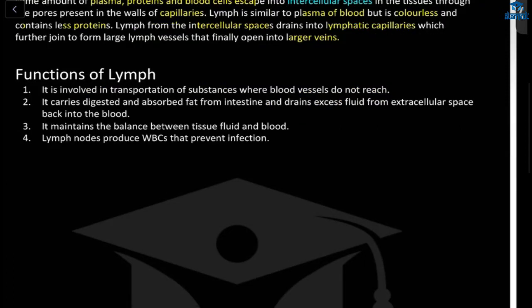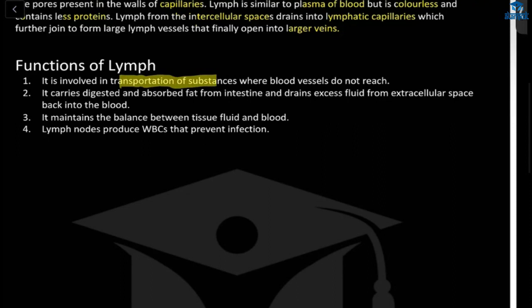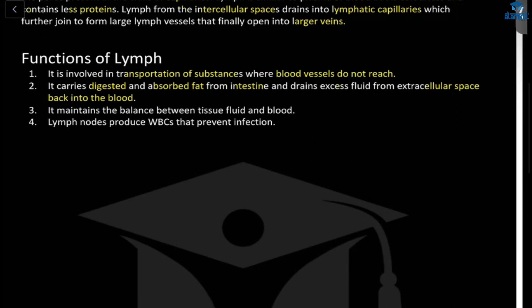So what is the function of lymph? It involves transportation of substances where blood vessels do not reach. Wherever the blood vessel is not reaching, that time the lymph will be involved. It carries digested and absorbed fat from intestine and drains excess fluid from the extracellular spaces back into the blood. It maintains the balance between tissue fluid and blood. Lymph nodes produce WBC that prevent infection. So these are the functions of the lymph.